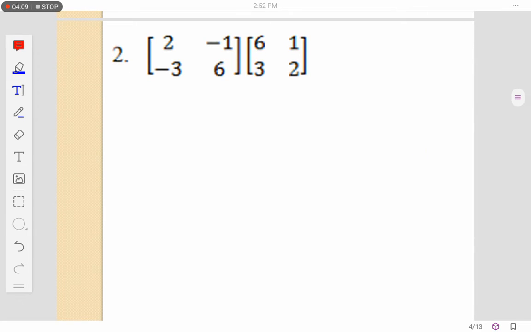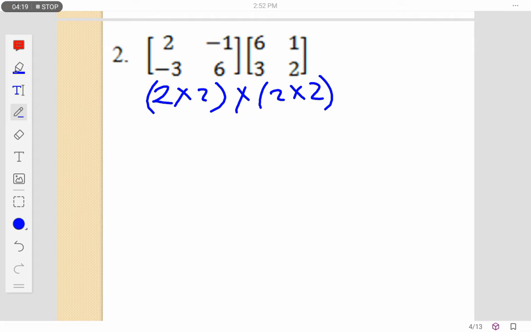Okay, this is another question, so I'll be fast in this one. We check. We've got a 2 by 2 multiplying by a 2 by 2. So this one is straightforward, it's doable, and our answer is a 2 by 2 matrix.